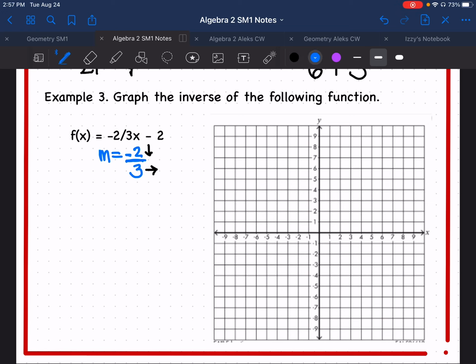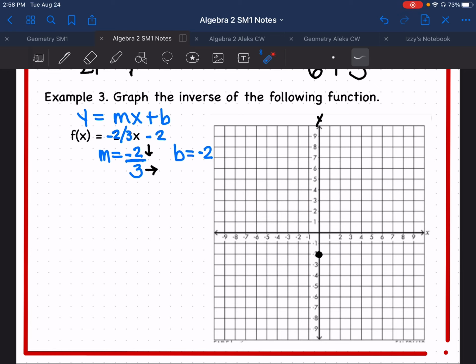Well, I have to know where to start graphing, and that is what b is for, my y-intercept, which is -2 in this case. So I took my y equals mx plus b, and I found m, and I found b. I'm going to use these two to help me graph. I'm going to start on the y-axis at a point at -2.